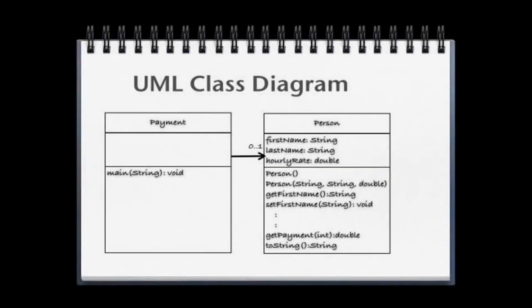For this lesson, we're going to create the simple Java application illustrated by this UML class diagram. In this diagram, you see two classes depicted. This means that we'll create two Java files, one for each of the classes. One is Payment. This will simply hold a main method that will let us actually run the program. The more detailed class diagram is for the class called Person.